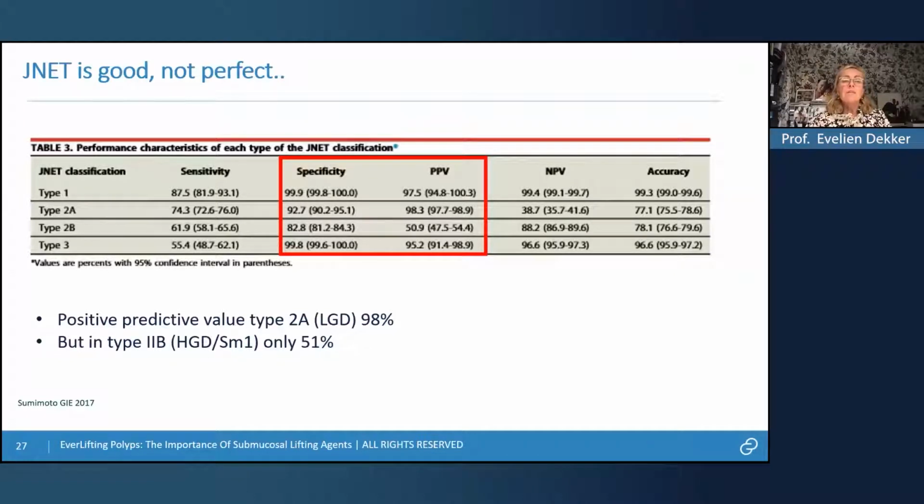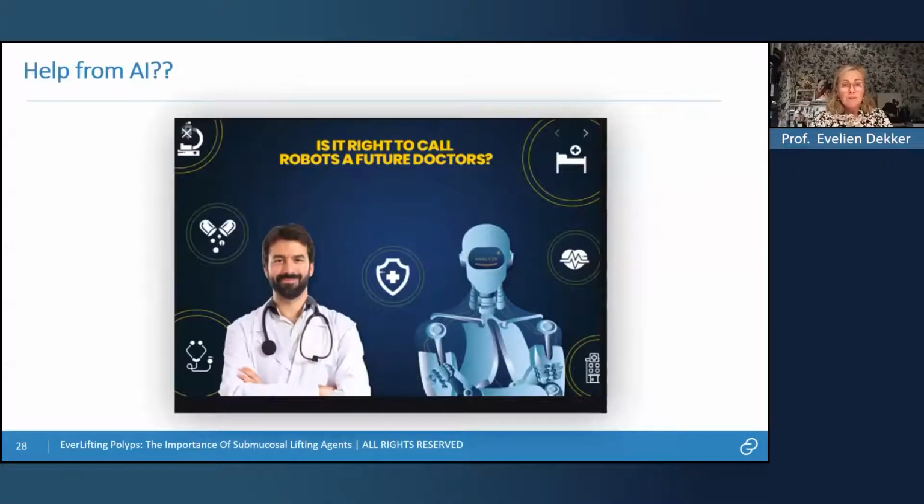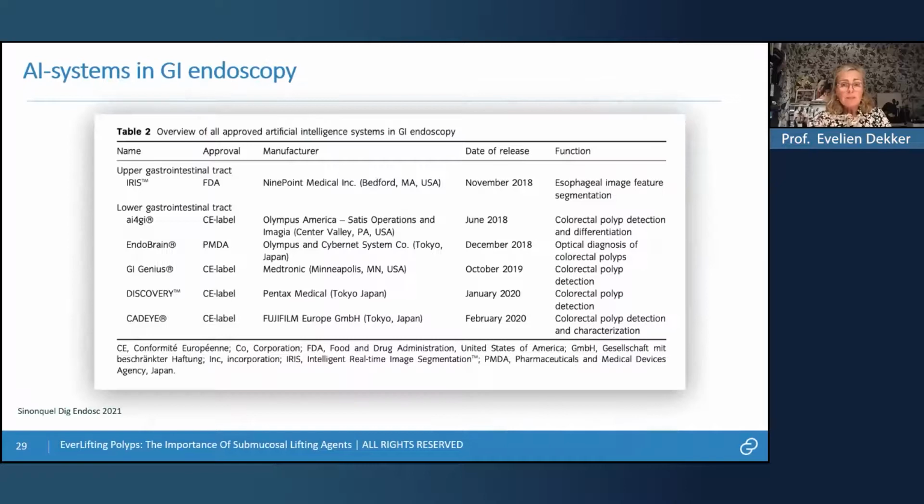So it's still difficult to really assess that well. I think in case of doubt, we should make sure we do an en bloc resection that would be good enough for early invasive cancer. Could we have help from AI in this sense in trying to diagnose early cancers better?